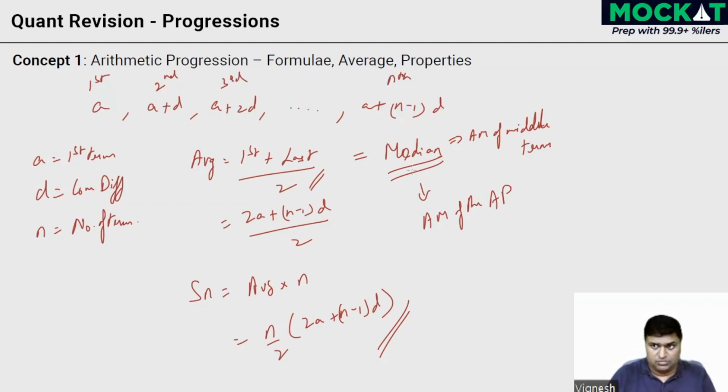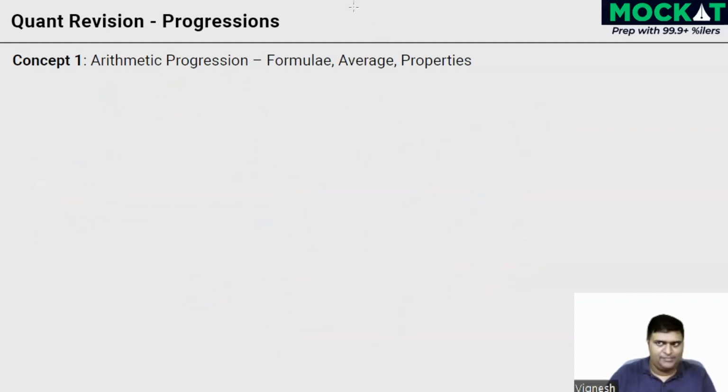Just in case for you to know, the median in the case of a geometric progression is going to be the geometric mean of the GP, and in the case of an HP, the median or the middle term is going to be the harmonic mean of the HP, right? So that's how it's going to be. But right now, this is the more important part. The middle term is going to be the arithmetic mean of the AP.